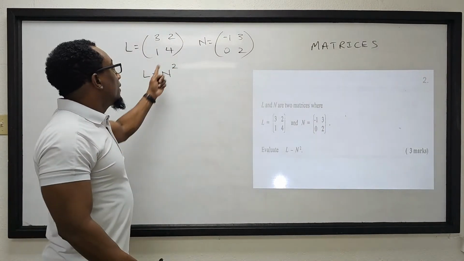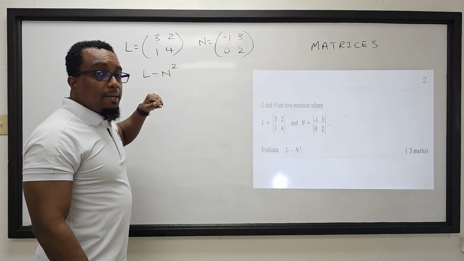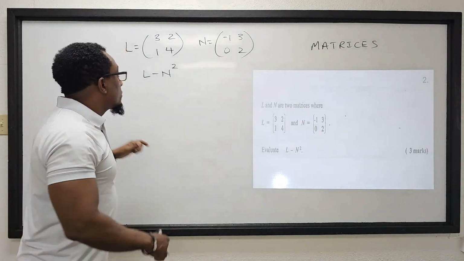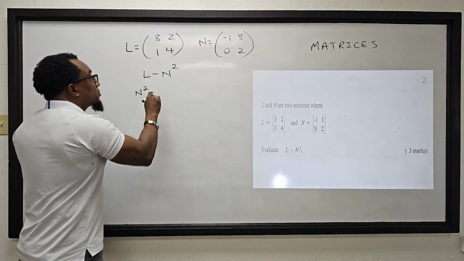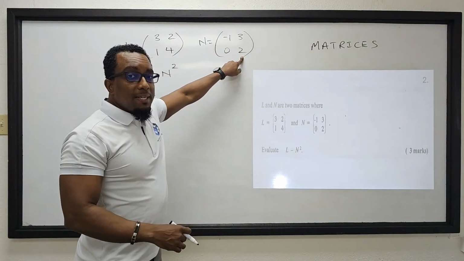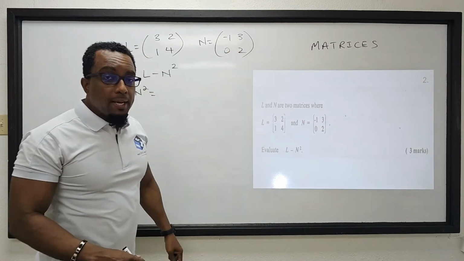So we see where multiplication will come into play here. N squared, it's N by N. When we get that result, we're going to subtract that result from the matrix L. So let's work out N squared first. So N squared, it's not squaring each one of these inside here. Students like to make that mistake. Don't make that mistake.